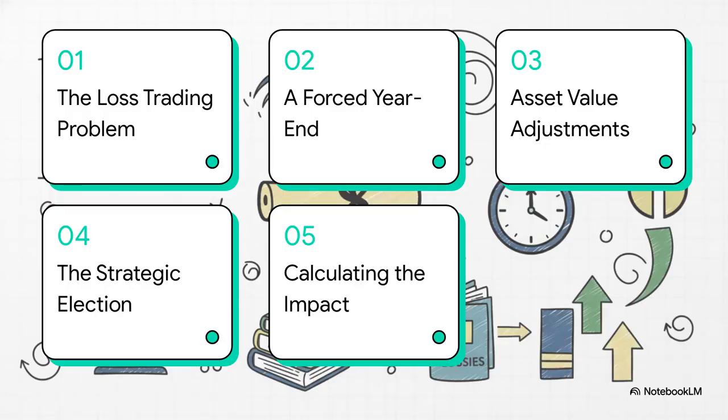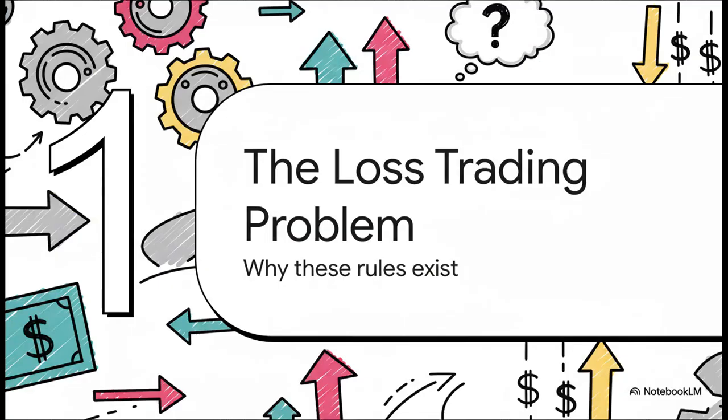Okay, so here's our game plan. We'll break this down into 5 parts. We'll start with the core problem the government was trying to fix. Then we'll walk through each of the consequences of an acquisition step by step. And finally, we'll put it all together with a practical example to really see how the numbers work. First up, we need to understand the why.